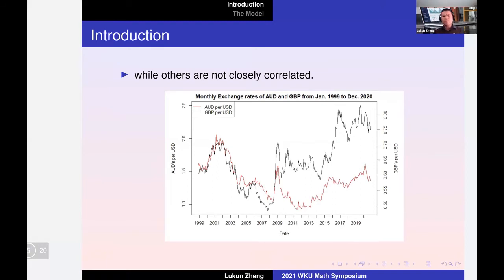Others are not like this. Some pairs may have really different dependence patterns. Here you can see the Australian dollar and the Great Britain pound. Initially, between 1999 and 2009, they are more or less in agreement, but afterwards they seem to go in different directions. They are at least not as close as before. It shows different patterns there. So it is a very interesting question as to how these exchange rates depend on each other. Will the increase of one affect the other? That is the type of question we're going to talk about in this talk.